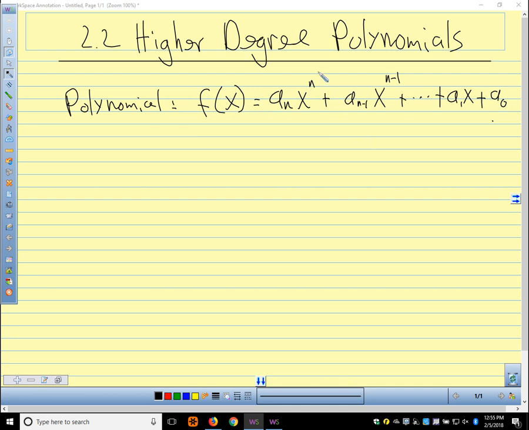Polynomials where n is bigger than 2 or bigger, mostly. If n is 1, we get a line. We've done a lot with lines already. n equals 2, we talked about in the last section. So polynomials have some nice characteristics that make them friendly functions.